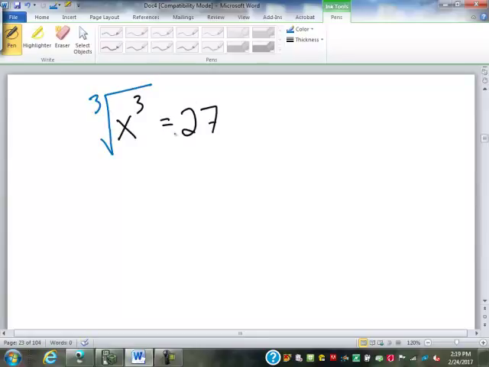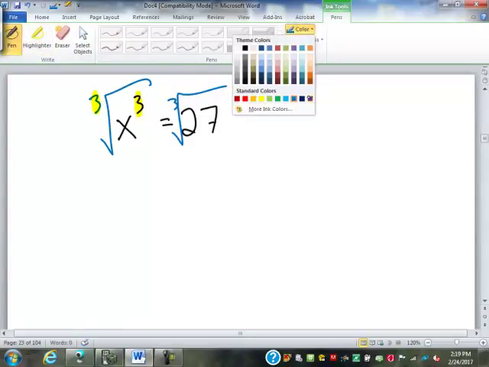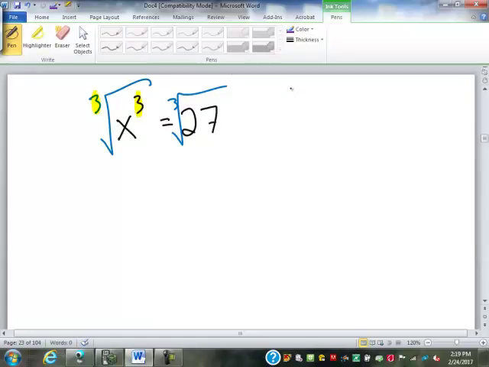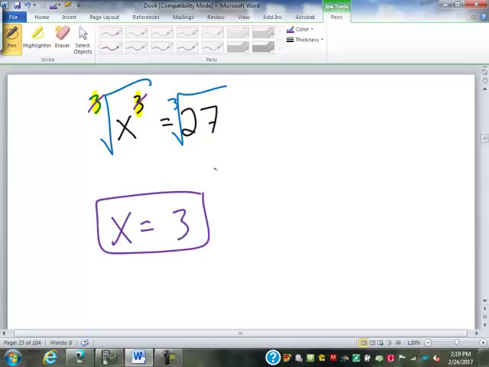Very good. The index of the root, which is this number here, has to match the power of the variable. Remember, the third root is asking us what number to the third power equals this. So the third root and the third power cancel out. That gives me x. What is the third root of 27? 3. Perfect. 3 to the third power equals 27.